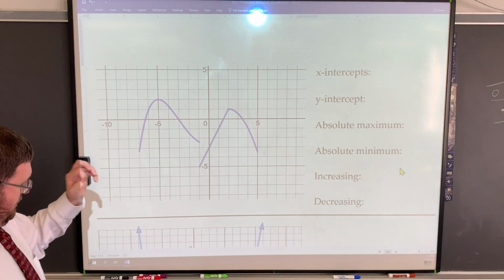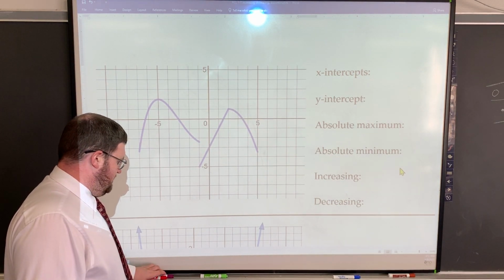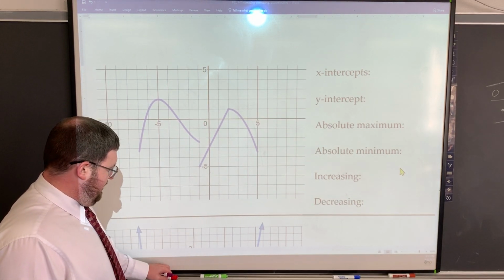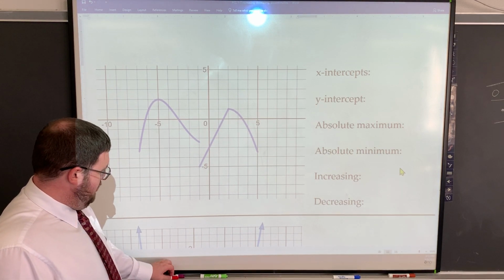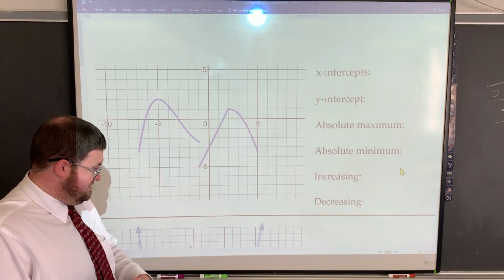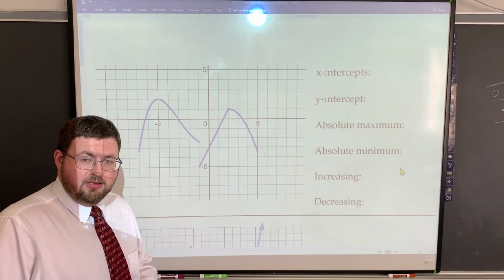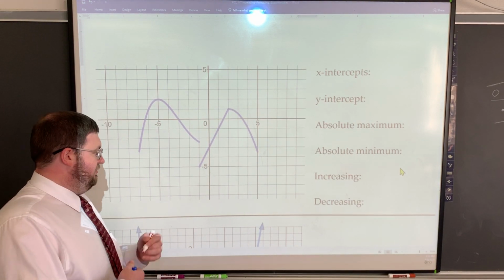But we need to talk about increasing and decreasing in this video. So when we're talking about increasing and decreasing, we're always going from left to right. When we're talking about increasing, we're saying that as we go from left to right, the graph goes up. When we're talking about decreasing, we're saying that as we go from left to right, the graph goes down. And those of you who end up going on to calculus in college, this is a major application of one of the topics in calculus.